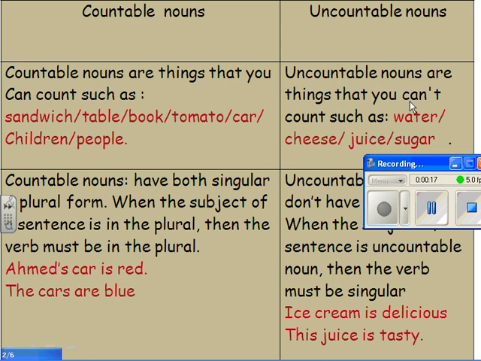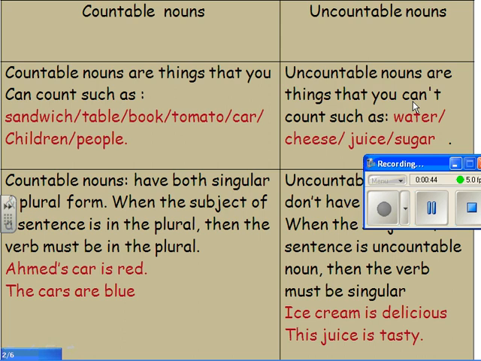Okay, so countable nouns. Countable nouns are things that you can count, such as sandwich, table, book, tomato, car, children, and people. So, countable nouns have both singular and plural form. When the subject of a sentence is in the plural, then the verb must be in the plural. For example, Ahmad's car is red. Here the subject is singular, car. So the verb must be singular, is.